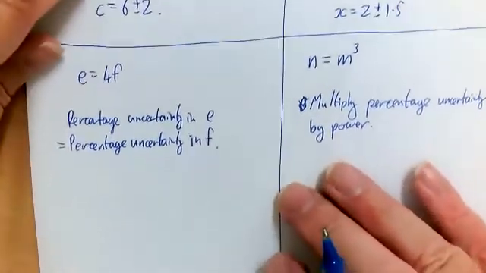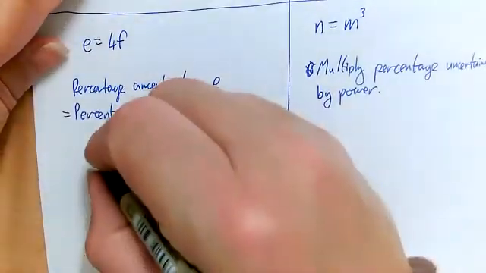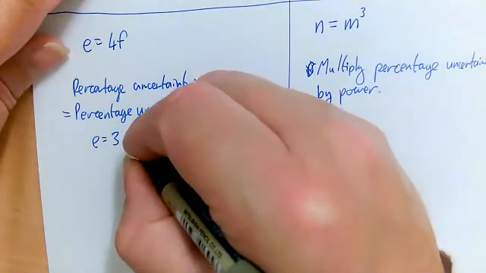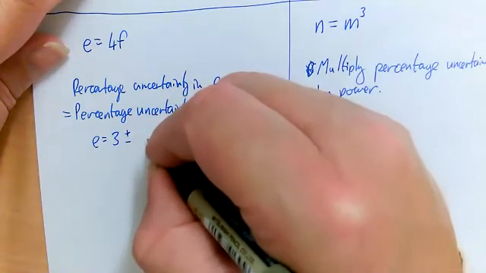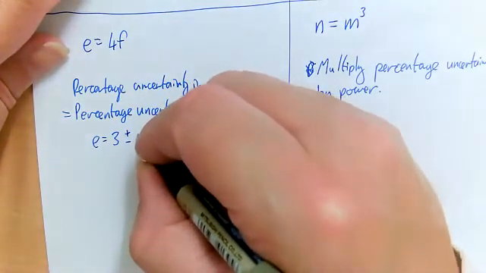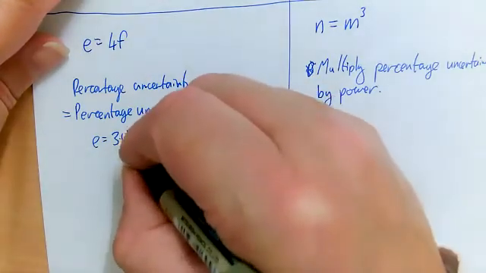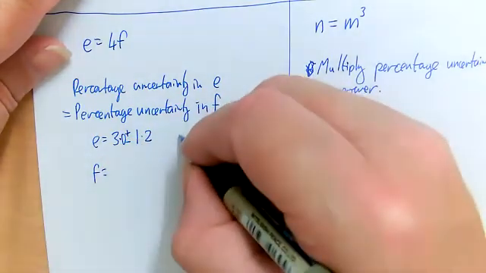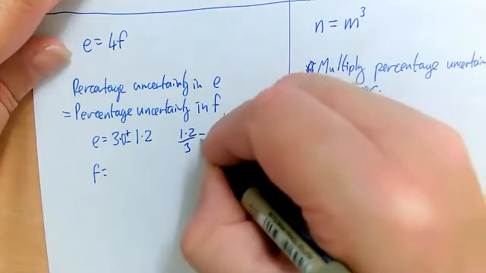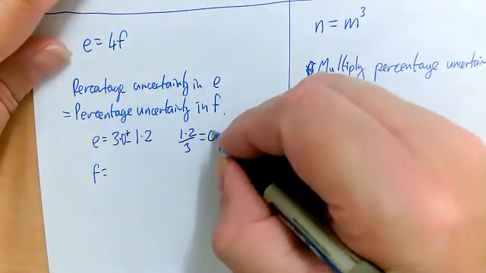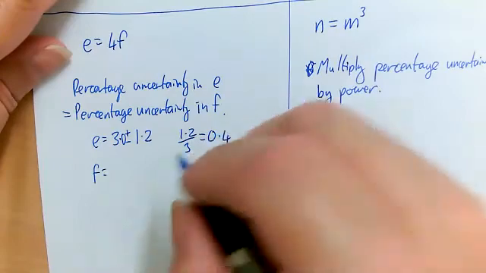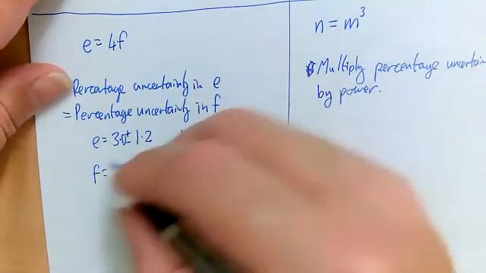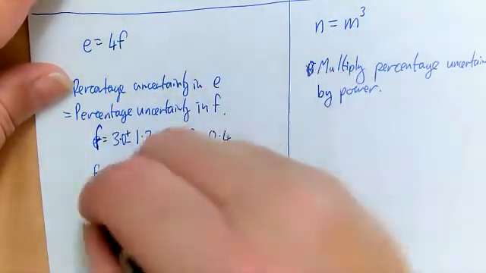Okay. And similarly here, if I had E was equal to 3.0 plus or minus 1.2, then F would have the same percentage uncertainties. It would be 1.2 over 3, which is 0.4. So F would be... sorry, try again. If I said F was equal to... I do apologize.